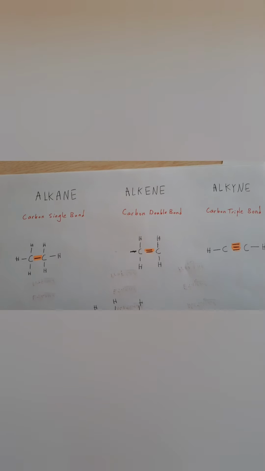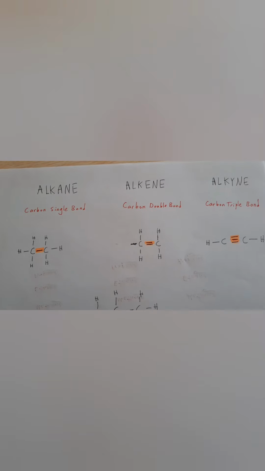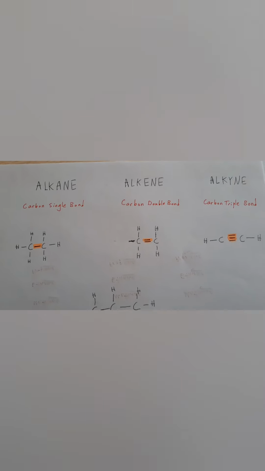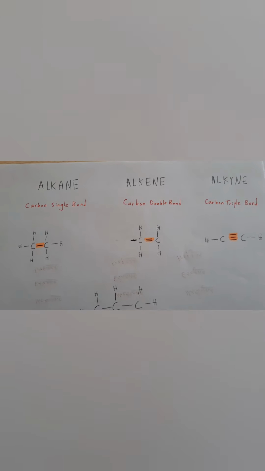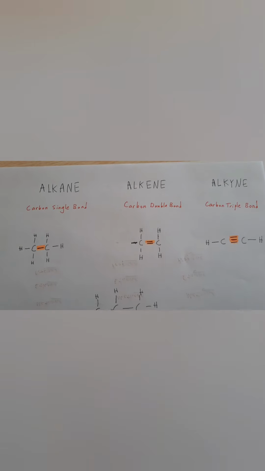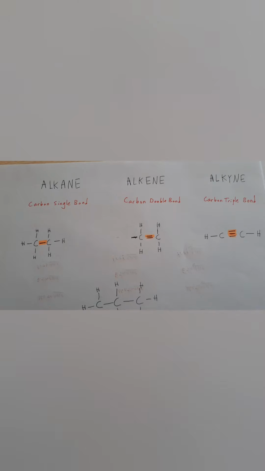So guys, we're done with today's video. This was an overview of organic chemistry, and alkanes, alkenes, and alkynes. So you need to remember the names: alkane with single bond, alkene with double bond, and alkyne with triple bonds. That's all you need to remember until now, and let's see you in the next video.